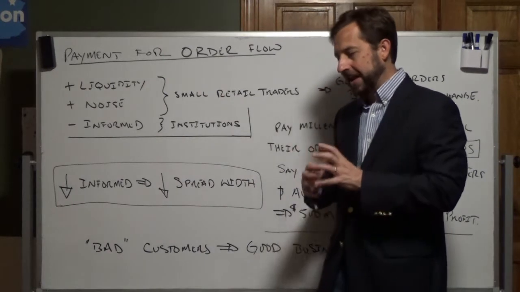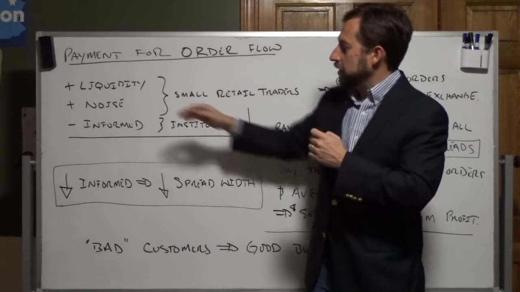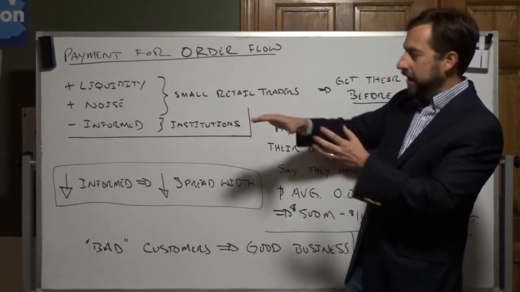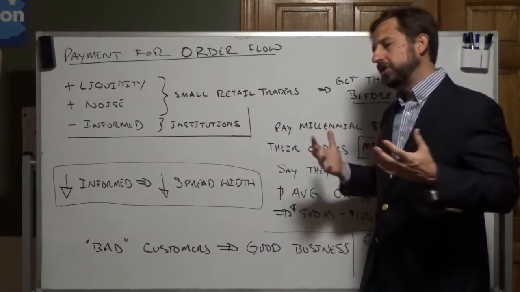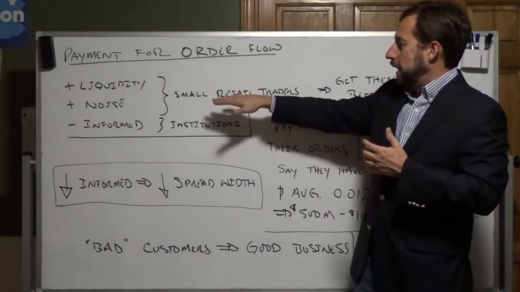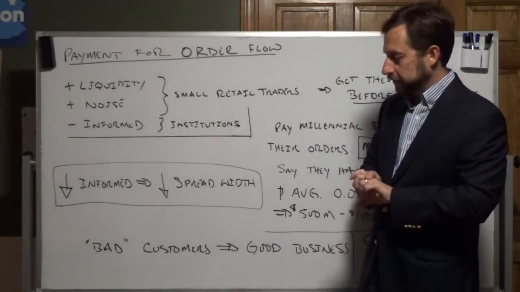So the idea here is, if I want to get a bigger slice of the liquidity and noise traders, what I really want to do is trade against small retail traders and non-institutions, right? So now the question is, how, me as a market maker, am I going to try to trade against them and exclude them and not trade against institutions?